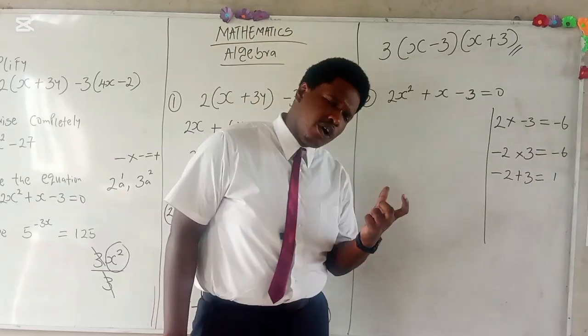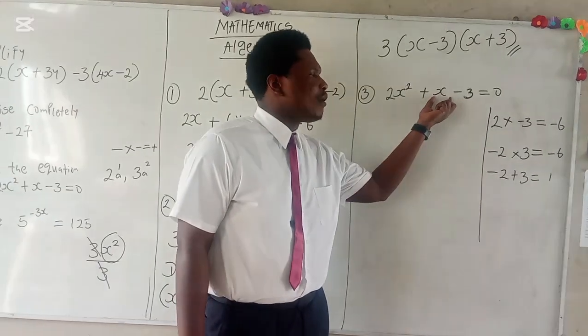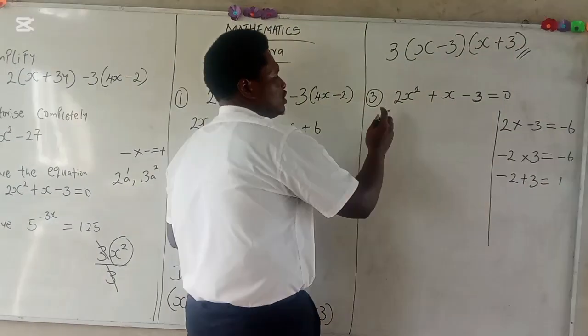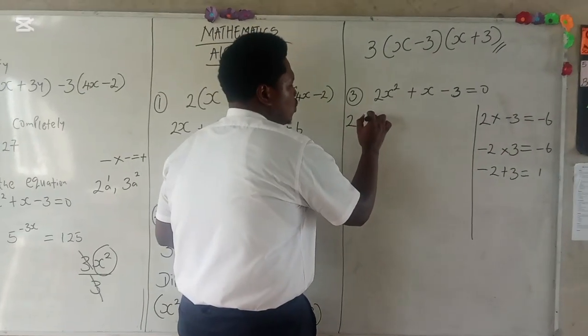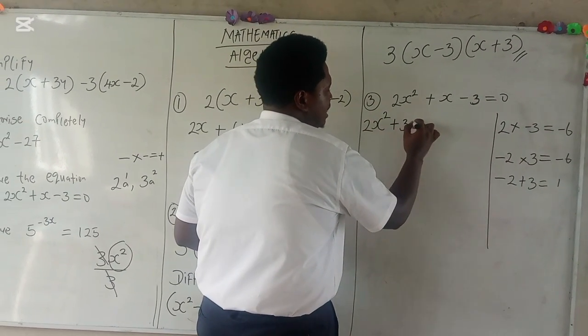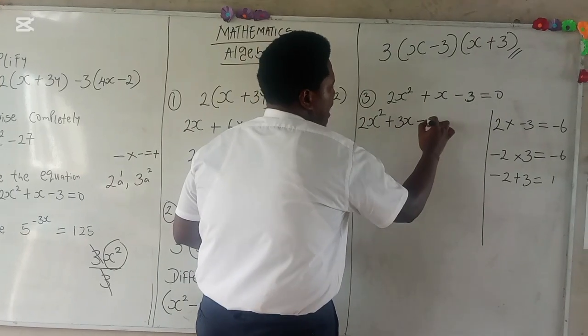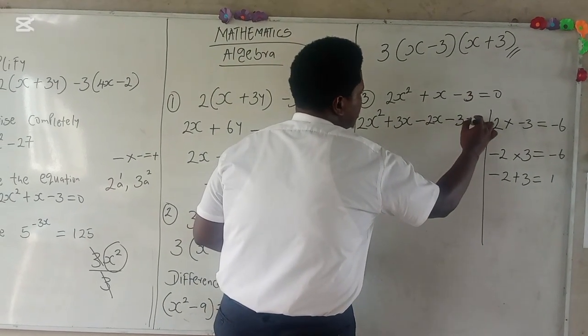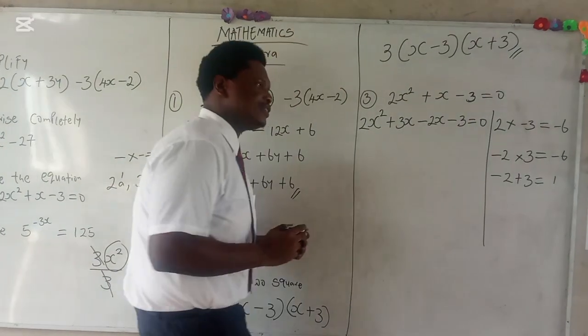So those two numbers are going to replace our middle number, which is x. We are going to write this as 2x squared plus 3x minus 2x minus 3 is equal to 0.